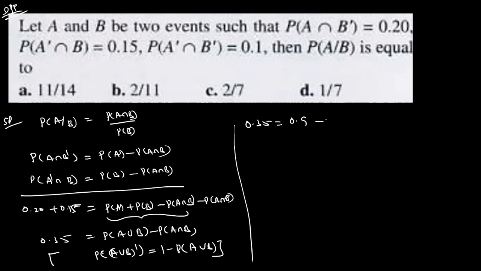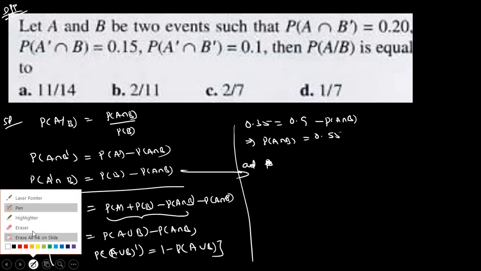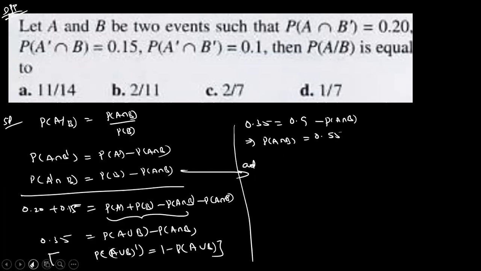0.9 minus P of A intersection B. So P of A intersection B is how much, anyone? That is 0.55. And using this property, P of A dash intersection B is how much? 0.15. P of B minus P of A intersection B is how much? 0.55. Therefore, P of B is equal to 0.7.